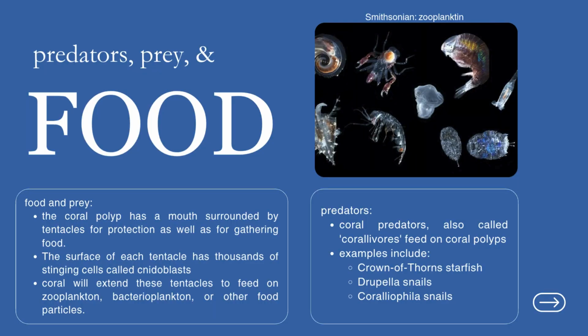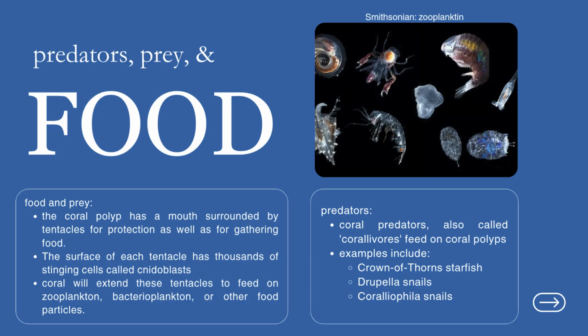Predators, prey, and food. The coral polyp has a mouth surrounded by tentacles for protection as well as for gathering food. The surface of each tentacle has thousands of stinging cells called cnidoblasts. Corals extend these tentacles to feed on zooplankton, bacterioplankton, or other food particles. A picture of zooplankton is seen on the top.